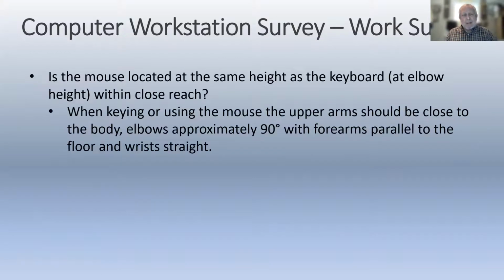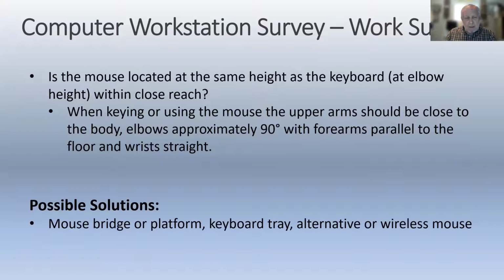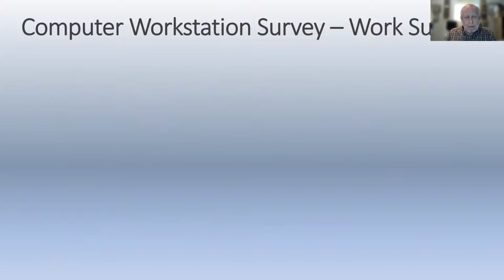Is the mouse located at the same height as the keyboard, at elbow height, within close reach? When keying or using the mouse, the upper arms should be close to the body, elbows approximately 90 degrees with forearms parallel to the floor and wrists straight. Well, that is really important, to keep those wrists straight, not like this or this. Possible solutions: mouse bridge or platform, keyboard tray, alternative, or wireless mouse. I would think most of them are probably wireless by now.